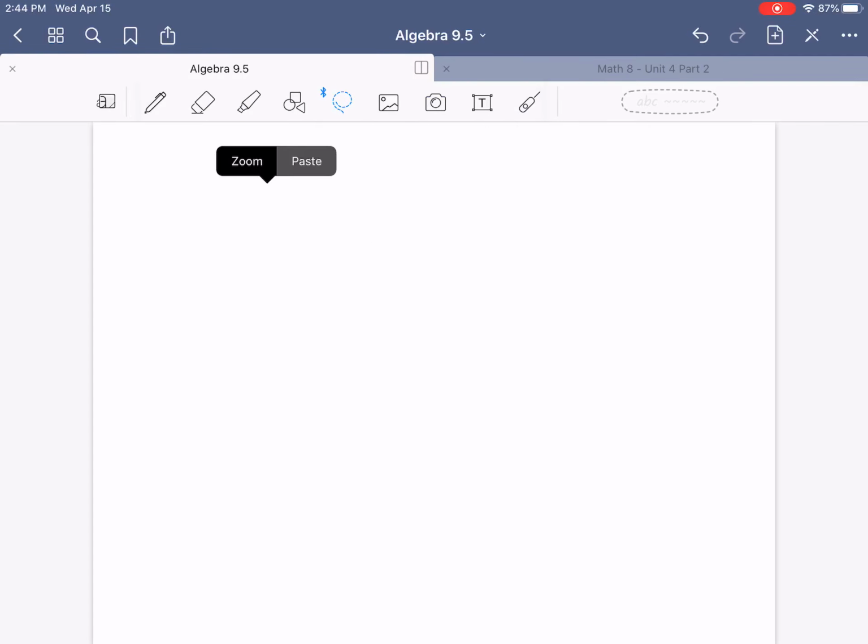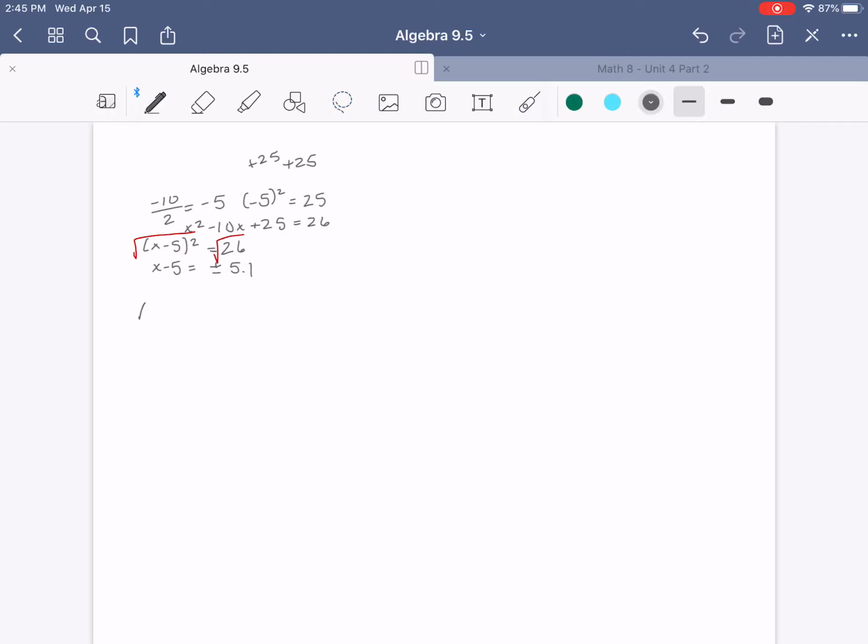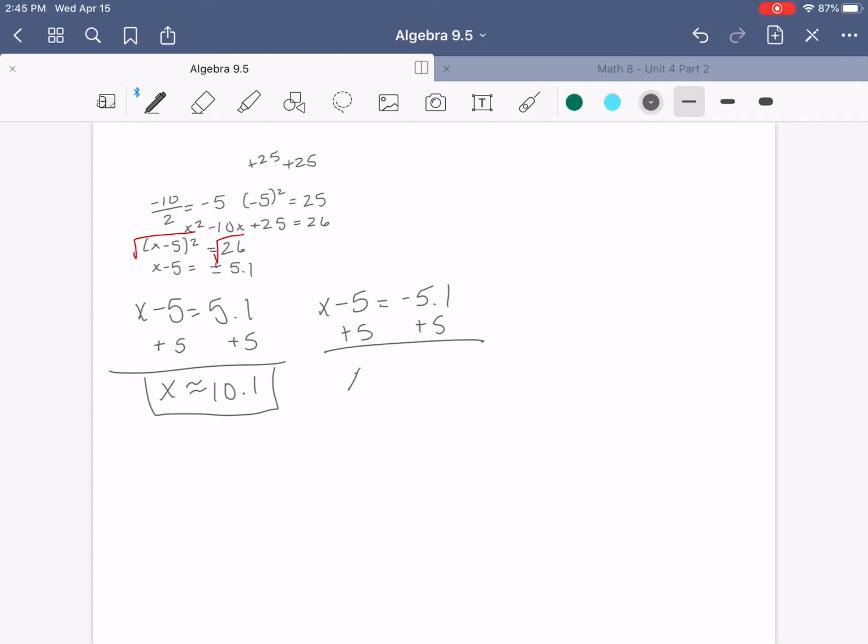So I've got 2 equations. I've got x minus 5 equals positive 5.1, and I've got x minus 5 equals negative 5.1. So I add 5. So one of my solutions, x is about 10.1. And my second solution, x is about negative 0.1. So there is sample problem A.